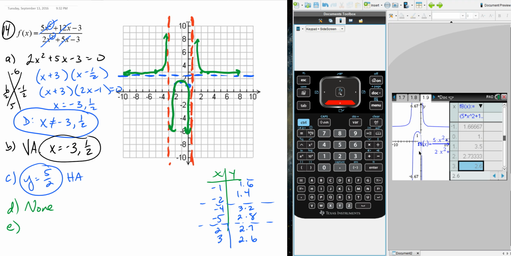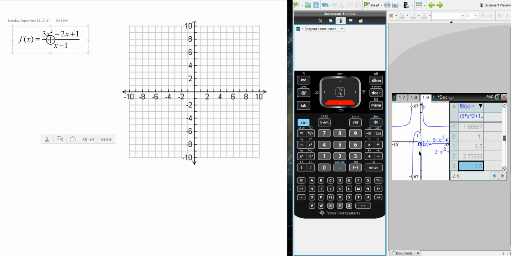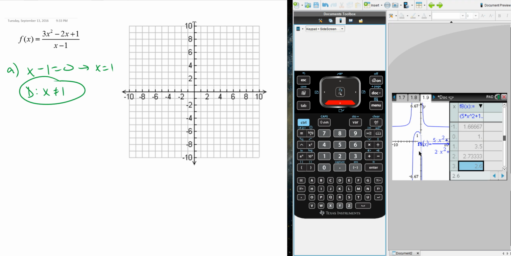Alright, and then the very last one. So once again, we need to find the domain. So to find the domain, I'm going to start by setting the denominator equal to 0. So that leaves me with x is equal to 1. So that means my domain is x can't be 1. Okay. Which in turn leads me to know that I have a vertical asymptote at x equals 1. So that's a vertical line at positive 1.